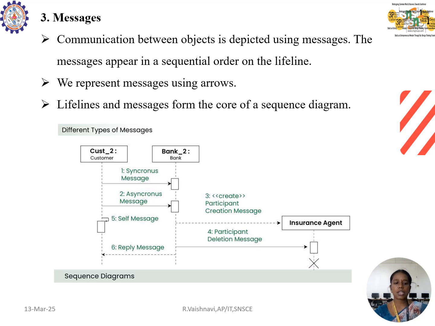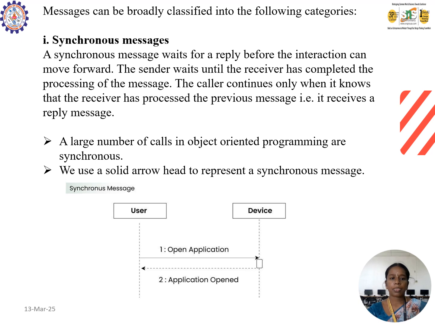And then the third notation will be the messages. The messages, that is communication between the objects, are depicted using the messages. The messages appear in sequential order on the lifeline. We represent the messages using arrows, and lifelines and messages form the core of the sequence diagram. Here we have six types of messages. First one synchronous, second one asynchronous, third one the creation messages, fourth one the deletion messages, fifth one self messages, sixth one reply messages.